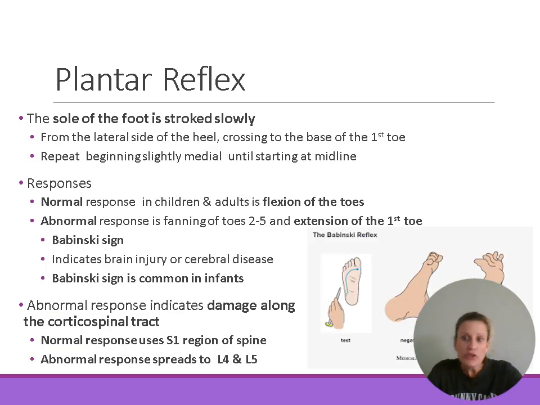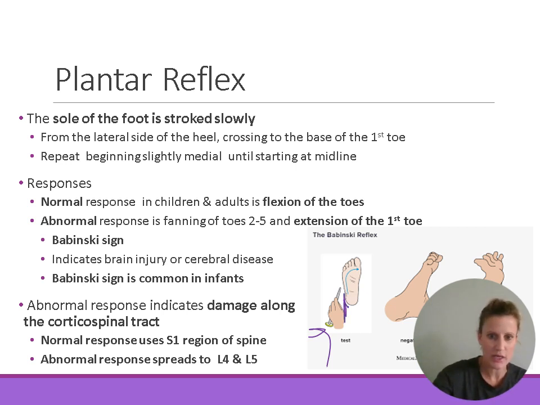The plantar reflex is one of the reflexes that we do to test the nervous system. In order to test the plantar reflex, the sole of the foot is stroked slowly. You can see at the bottom here the path that we take. We start at the lateral side of the heel.